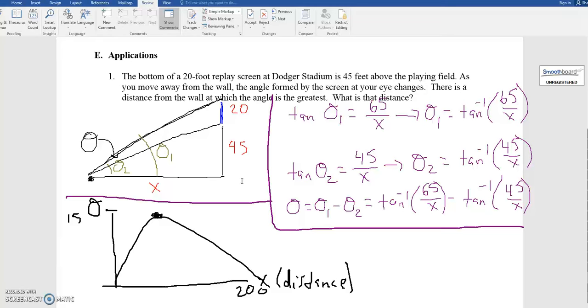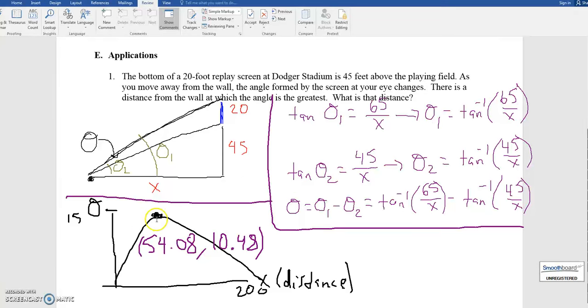So you just have to find a max, and the max for that, I already know, is approximately 54.08, comma 10.48. So as you can see, I made my maximum in my picture a little bit too high because I had my graph set as a max of 15. It really should be a little lower, but that's the general shape of it.